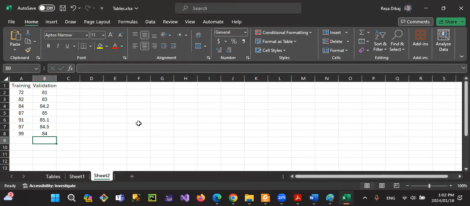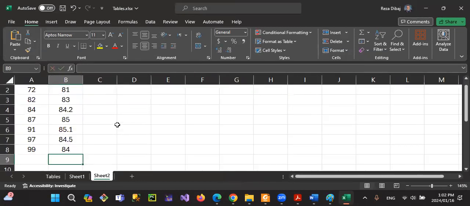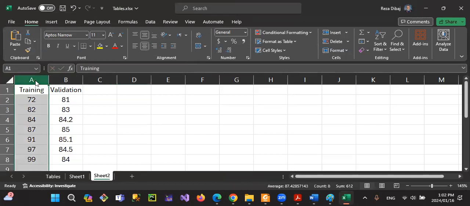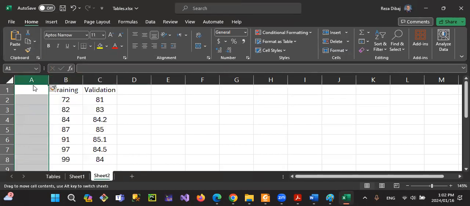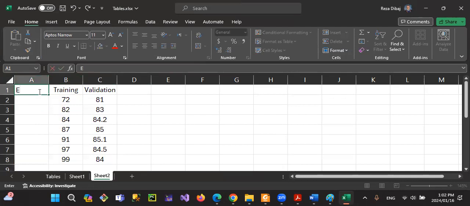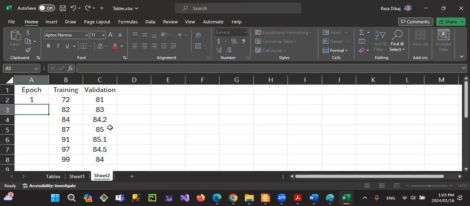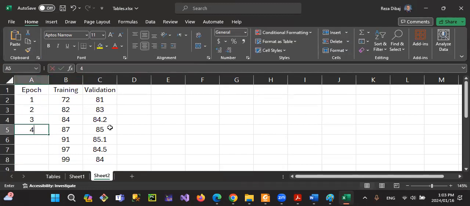Okay, now this example, I guess we have more numbers. We can feel the things better. Let me just say we have epoch here. And what is this epoch? Epoch number 1, 2, 3, 4, 5, and 6, 7. Okay.